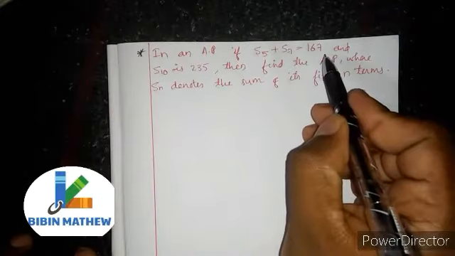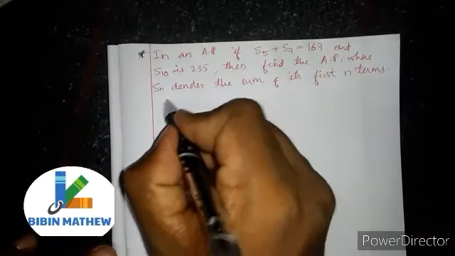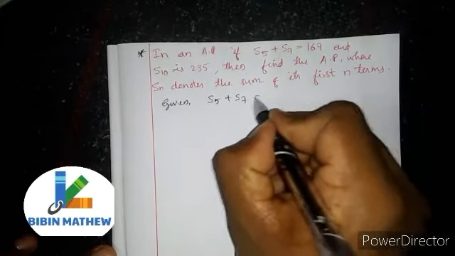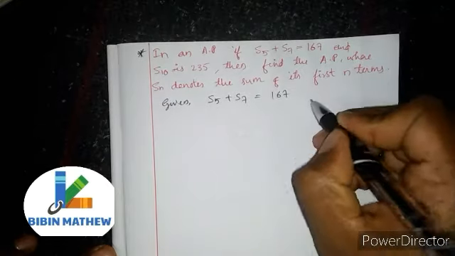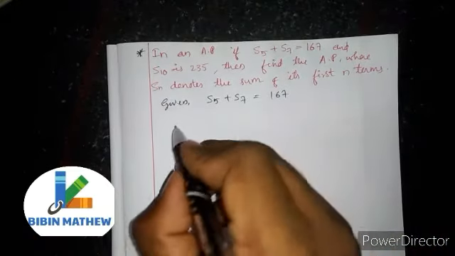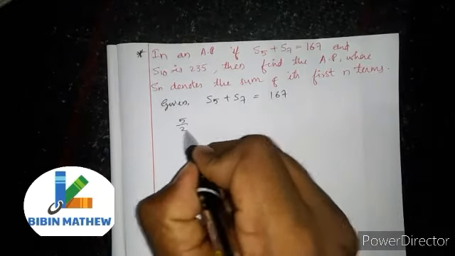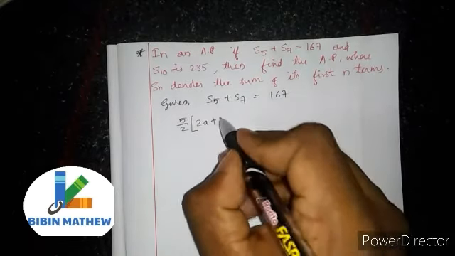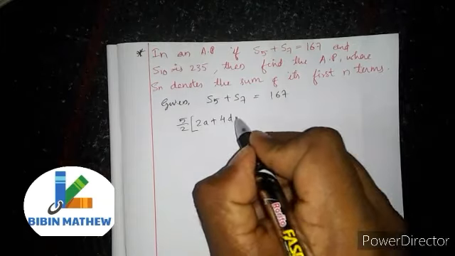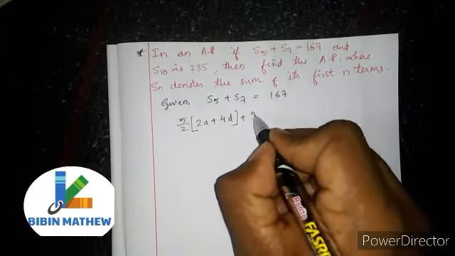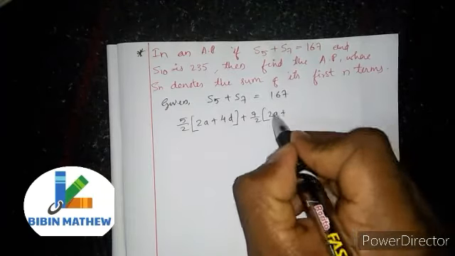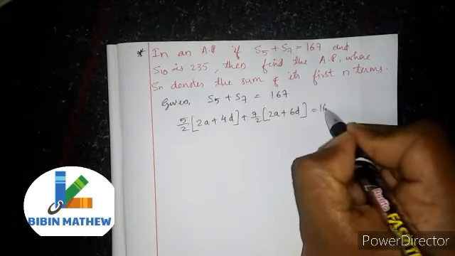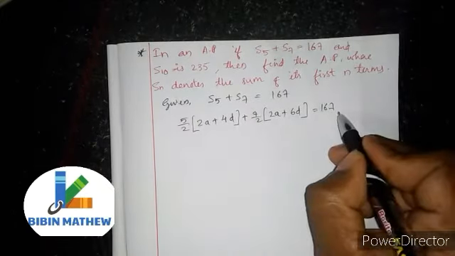Next one. In an AP, if S5 plus S7 is equal to 167, that is given. So what is given? First of all, write it down. S5 plus S7 is equal to 167. Then you know the equation of Sn, so how will S5 come out? 5/2 into 2a plus 4d. n minus 1 d was the formula; here n is 5, so one less, 4d, plus here n is 7, so 7/2 into 2a plus how much d will come, one less than 7, 6d, bracket closed is equal to 167.